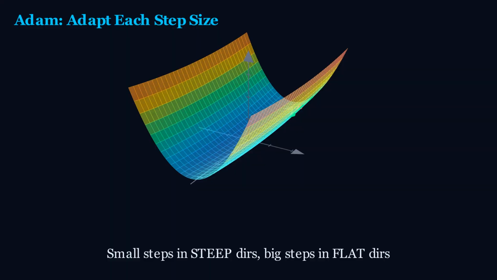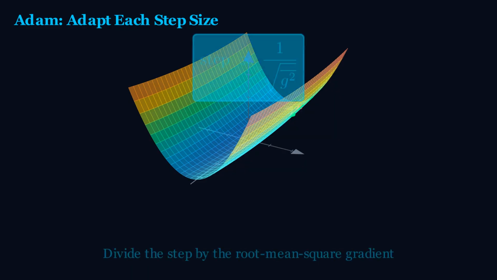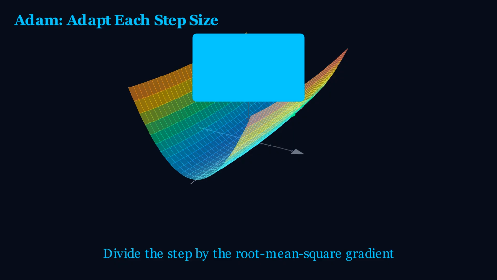Adam adds a second idea. Adapt the step size for every parameter separately. Directions with consistently large gradients get smaller steps, and flat directions with tiny gradients get larger steps. It does this by tracking the average squared gradient in each direction, then dividing the step by its square root. Steep directions are damped automatically, flat ones are amplified, with no hand tuning required.